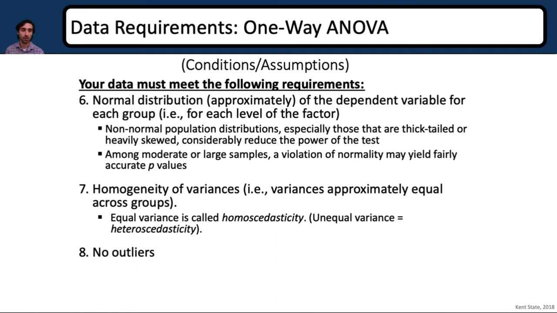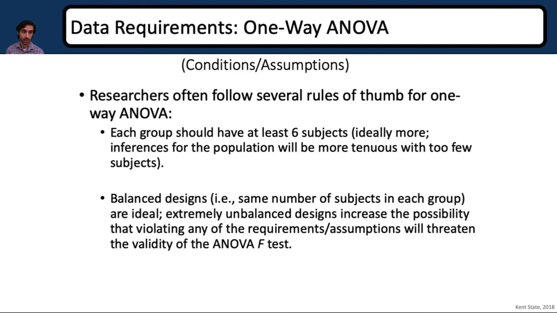Your data must also be normally distributed, and it must meet homogeneity of variances, and we'll go over what that looks like. There should be no outliers. Researchers also use a couple of other guidelines. Each group should have at least 6 subjects, and there should be a balanced design. In other words, there should be the same number of subjects in one group as in the other.